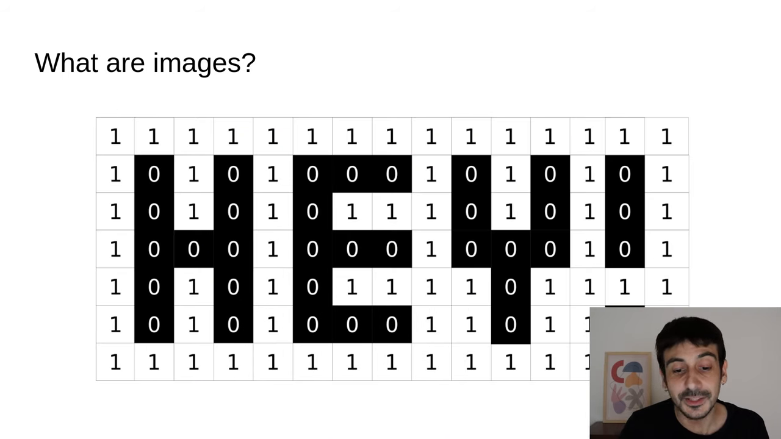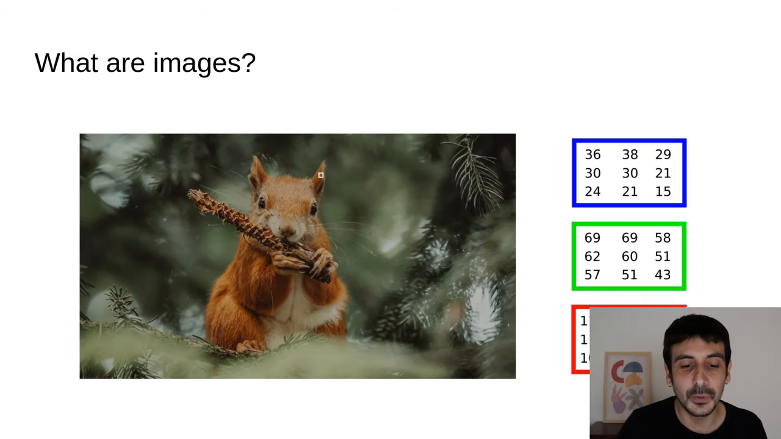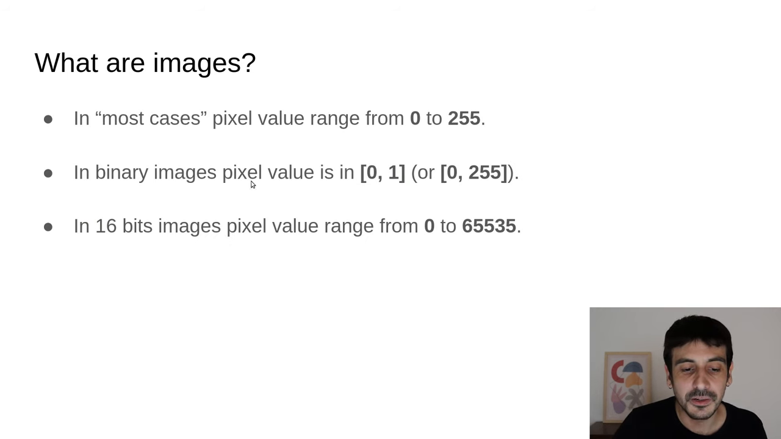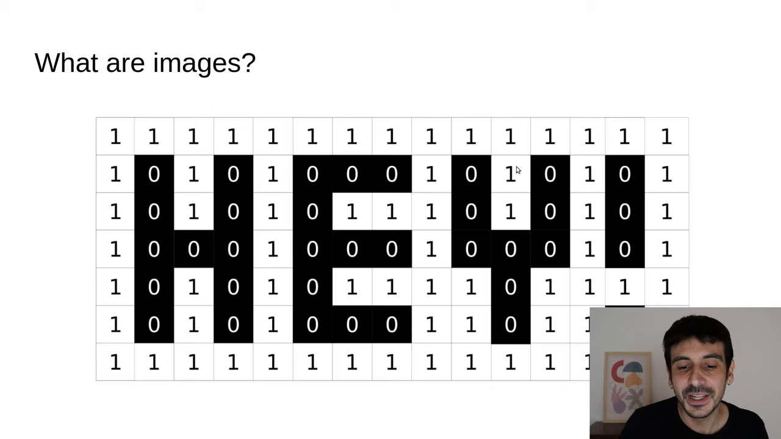And then this is another example, and in this case we are going to be working with a binary image. Binary image pixel values are 0 and 1, or 0 and 255. So in this case, this image will be encoded so that every single pixel is either a 1 or a 0. You can see that all white pixels are 1 and all black pixels are 0.